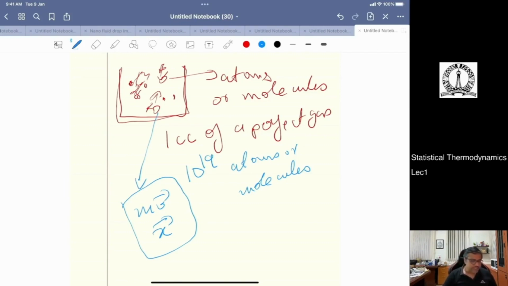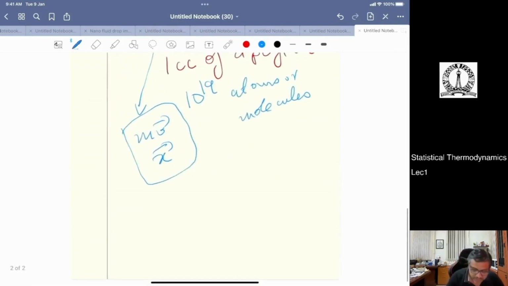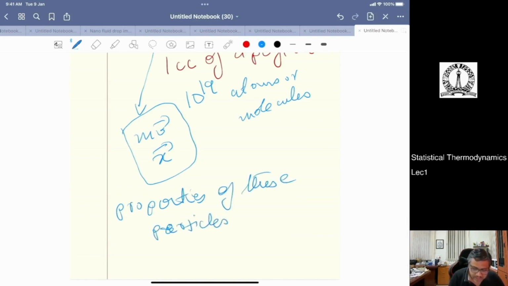Now, the properties of these individual particles can only be obtained through quantum mechanics. If you ask how about the properties of these particles, they come from quantum mechanics, which most of us are familiar with. They have their origin in quantum mechanics.